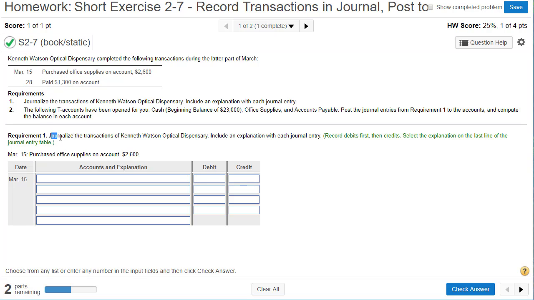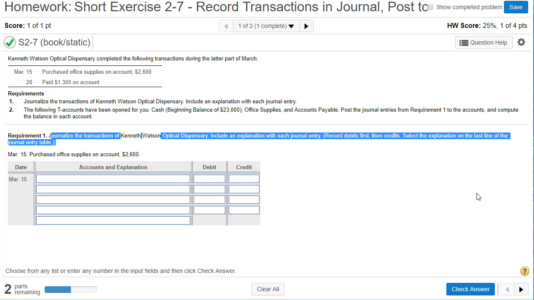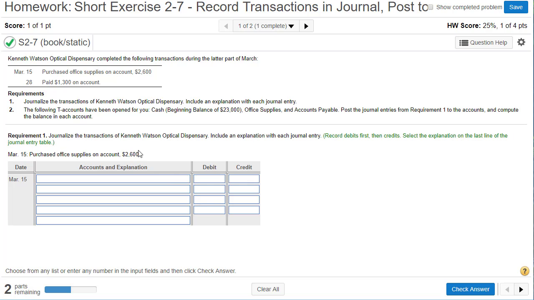So we need to journalize the transactions, and we're going to include an explanation with each journal entry, and of course, as always, record debits first and then credits. Select the explanation on the last line of the journal entry table. So the first transaction is we purchased office supplies on account.